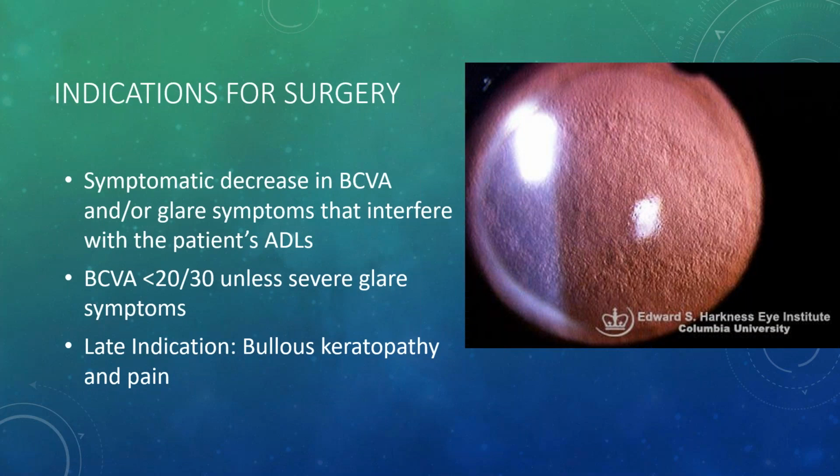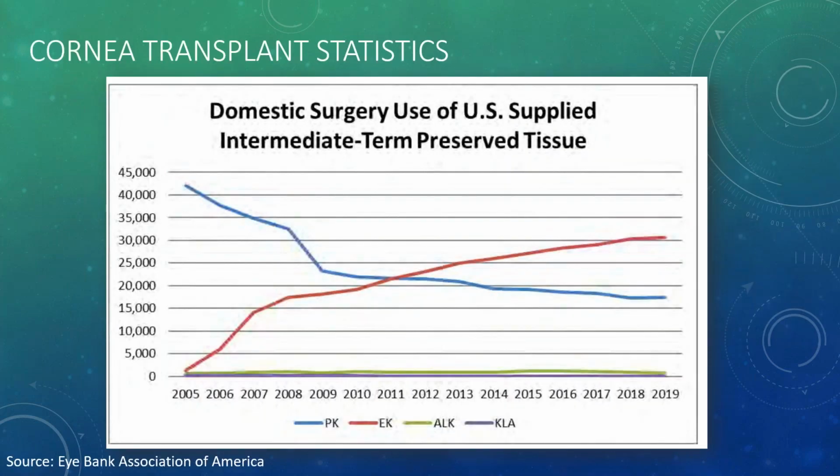The ideal patient for surgery has visual acuity that's maybe in the 20/40, 20/50 range, some stromal edema, blurred vision, but hasn't yet progressed to a bullous keratopathy. I think these slides are really interesting. This came from the Eye Bank Association of America.